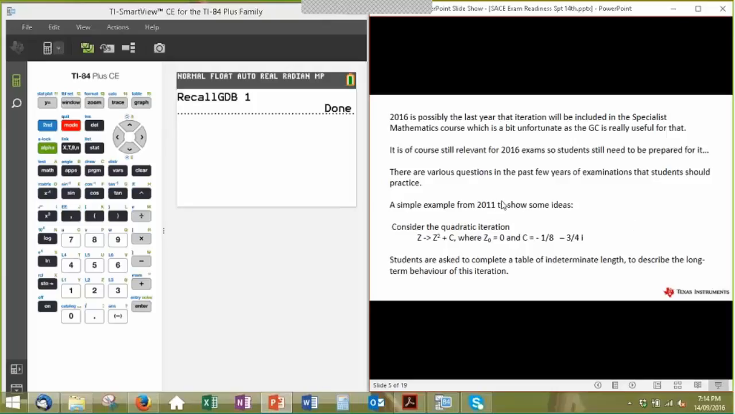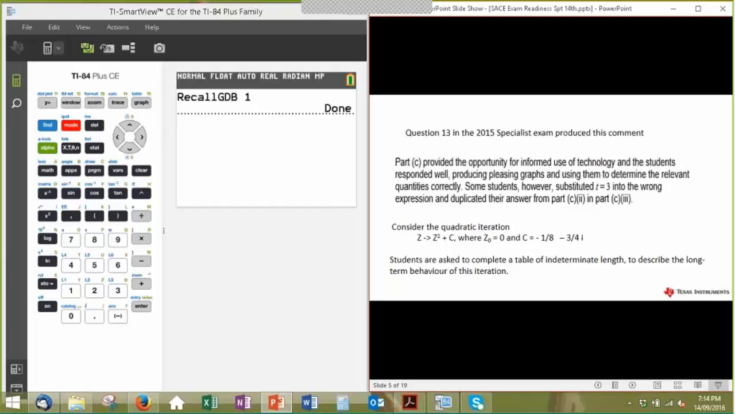In this particular question, actually I might not do this, I might just move on since time is going very short. There was a very simple example, but there was a table of indeterminate length to ask you to describe the long-term behaviour of this little iteration. And what I found was that when you start using your home screen to do that, you store a C and you put in 0 as a seed and you square it and add on C and keep on going. If you change to perhaps 2 or 4 decimal places, you see evidence of the sort of behaviour far more quickly than if you leave it on floating. But I won't bother to do that one.